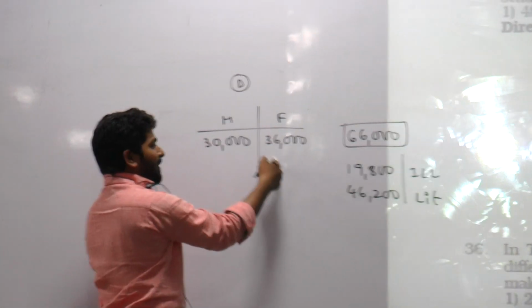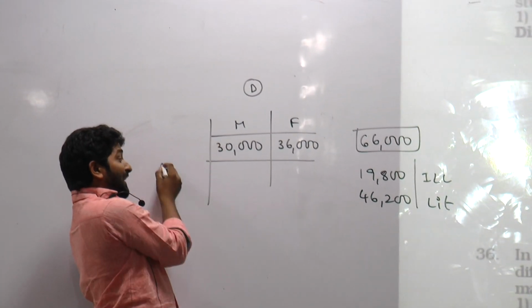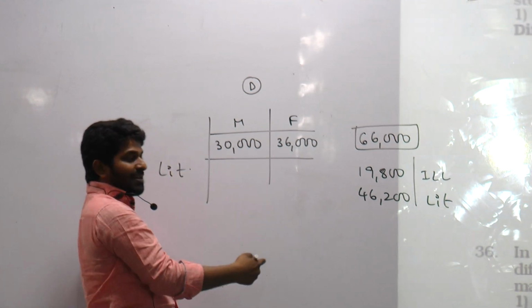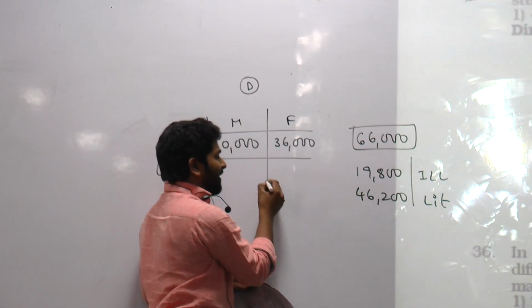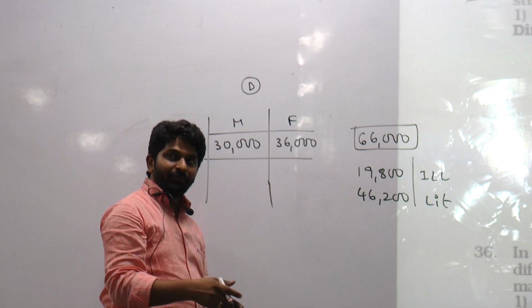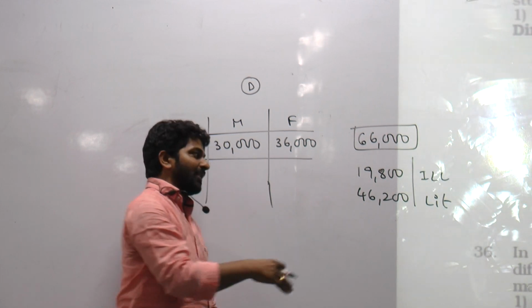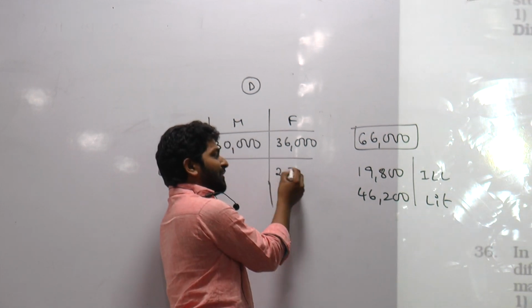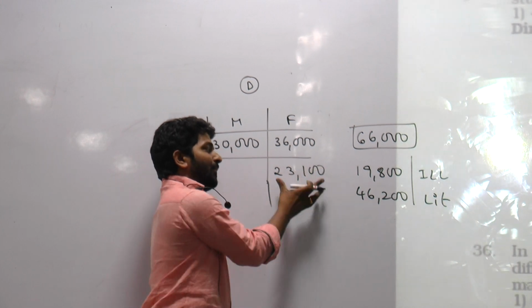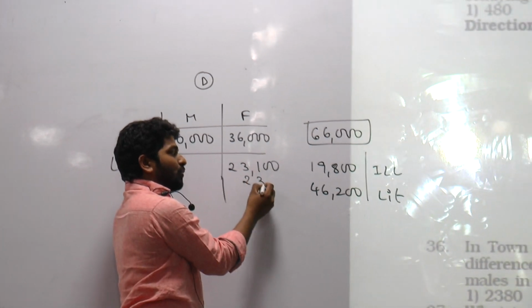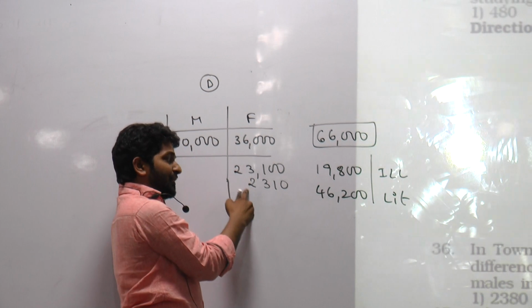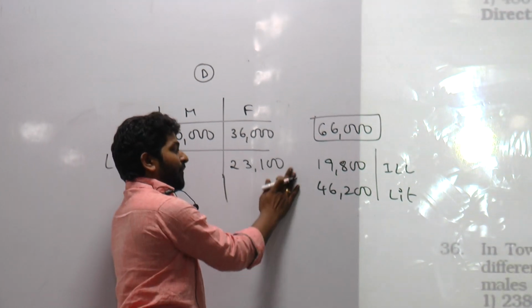So total female who are literates are 55%. How do we calculate 55%? Half plus 10% of that number. Half of this number is 23,100. 10% of this is 2,310. Total it is 25,410.